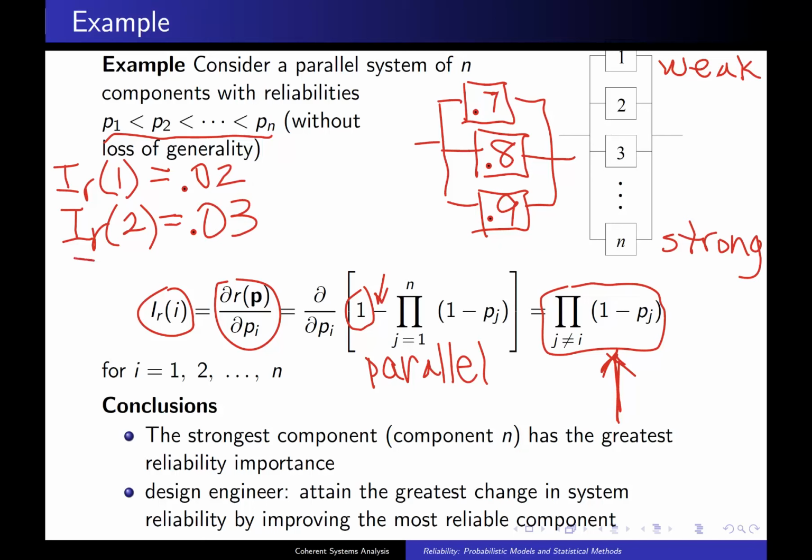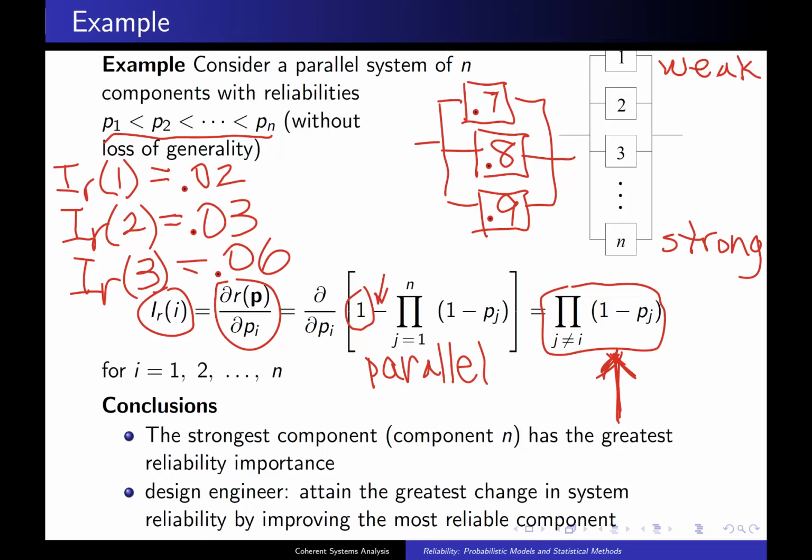And finally, the reliability importance of component 3. You go to the formula here. The formula tells you that you take 1 minus P1 times 1 minus P2. 1 minus 0.7 times 1 minus 0.8 gives you 0.3 times 0.2, and 0.3 times 0.2 is 0.06.